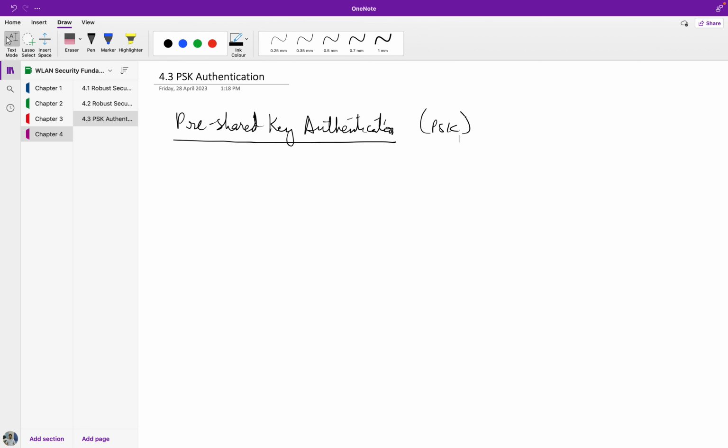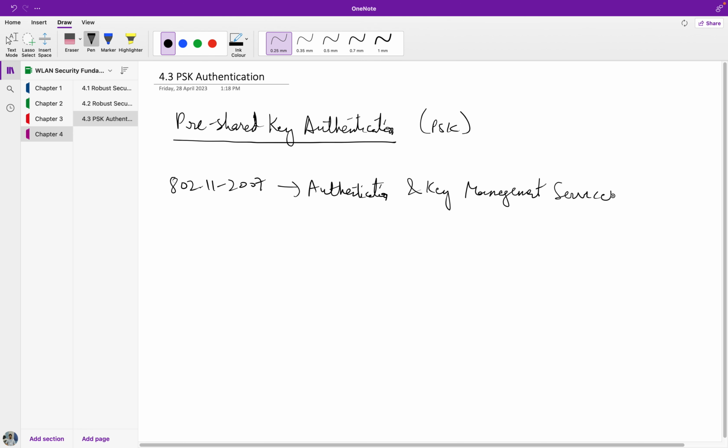In the Wi-Fi world, the 802.11-2007 standard defines authentication and key management services as well, also known as AKM. AKM services require both authentication processes and generation and management of the encryption keys.